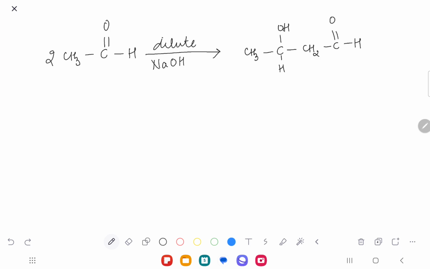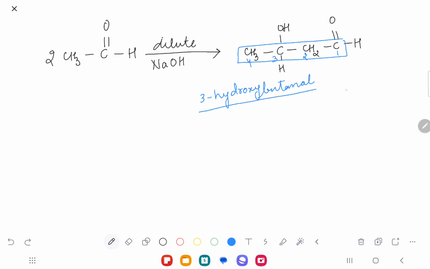So how would I name this compound? It shall be 1, 2, 3, 4. So 4 carbons in the main chain. So I will call it butanal. And on the third carbon, I will say 3 hydroxy, 3 hydroxy butanal.